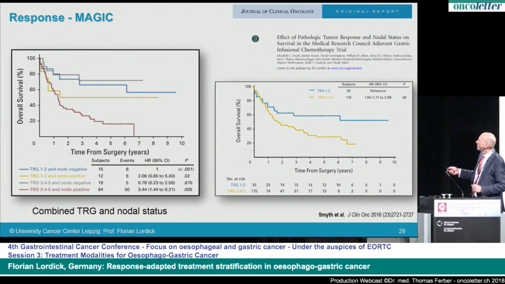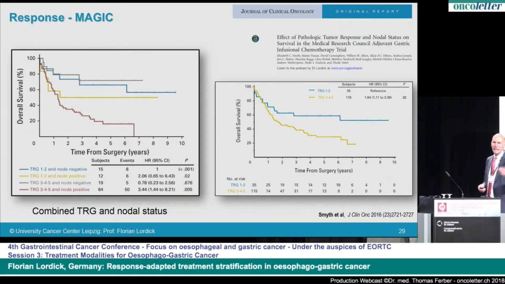And here you have a group with an extremely poor prognosis. It's the non-responders with positive lymph nodes, and you still have a problematic group, responders with positive lymph nodes. So lymph nodes are an extremely important factor.